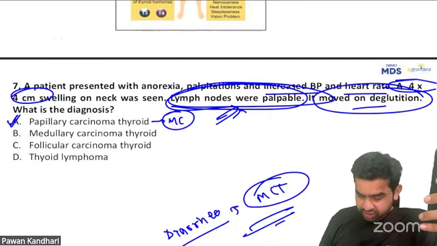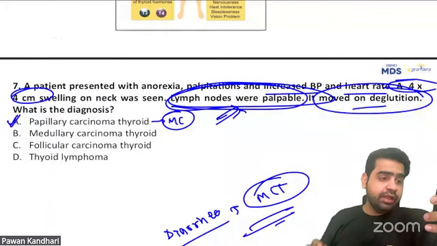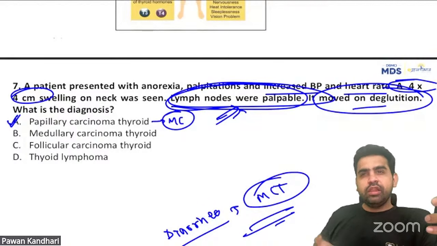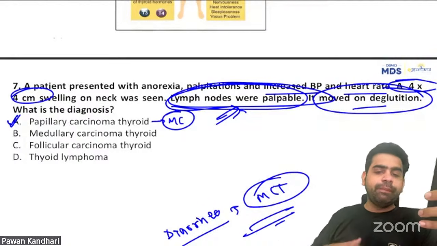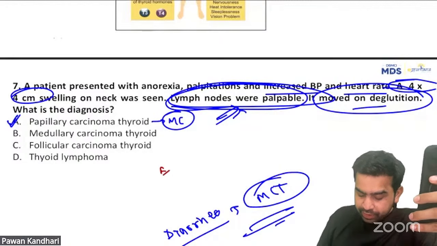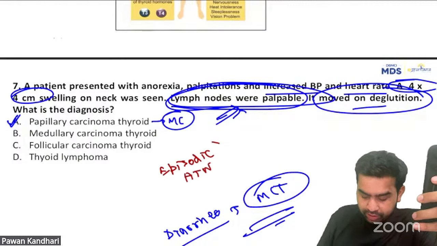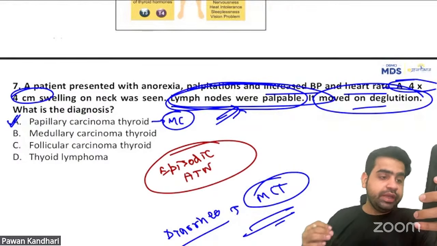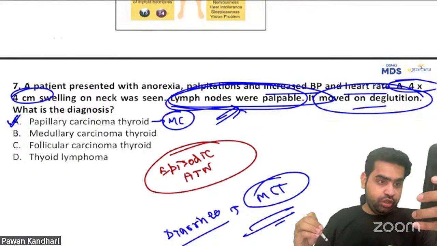Okay, that makes a bit of sense. Somebody is saying that features of pheochromocytoma were there. But see, if it was a massively raised BP, and if they have specifically given you episodic hypertension, then yes. Just a raised BP is not a feature of pheochromocytoma. What you need is episodic hypertension. I hope you are able to understand this particular point.